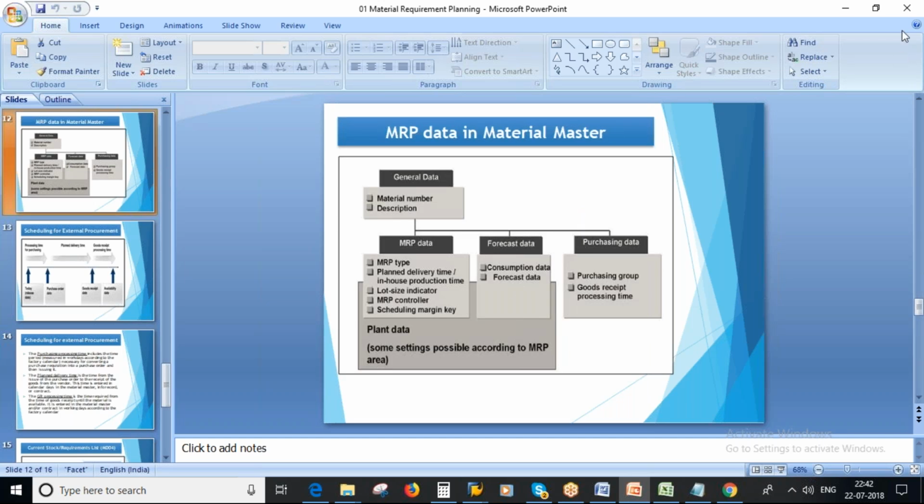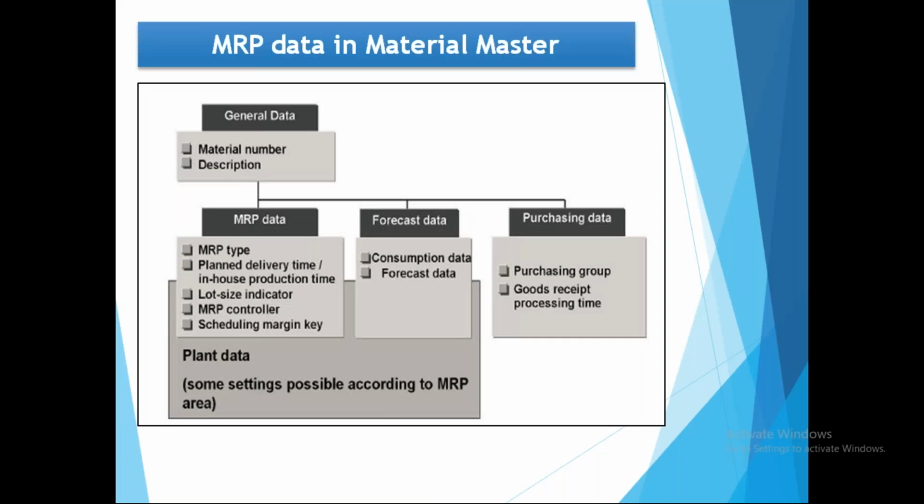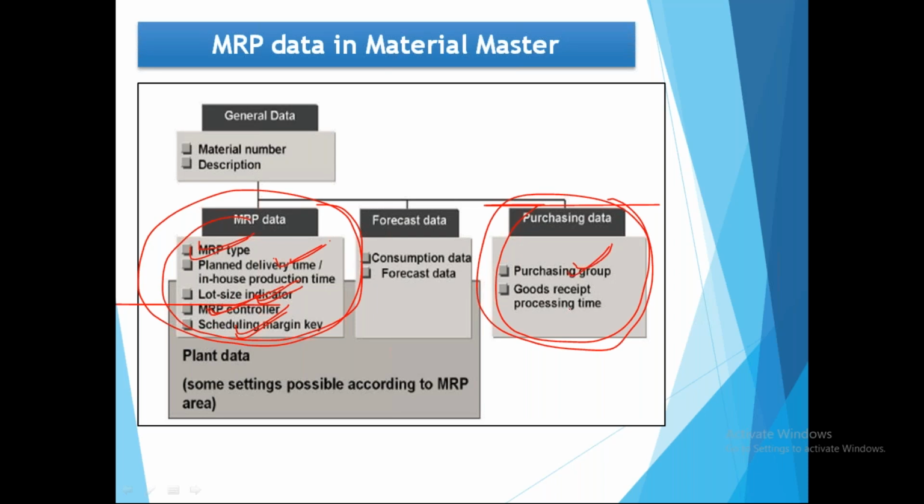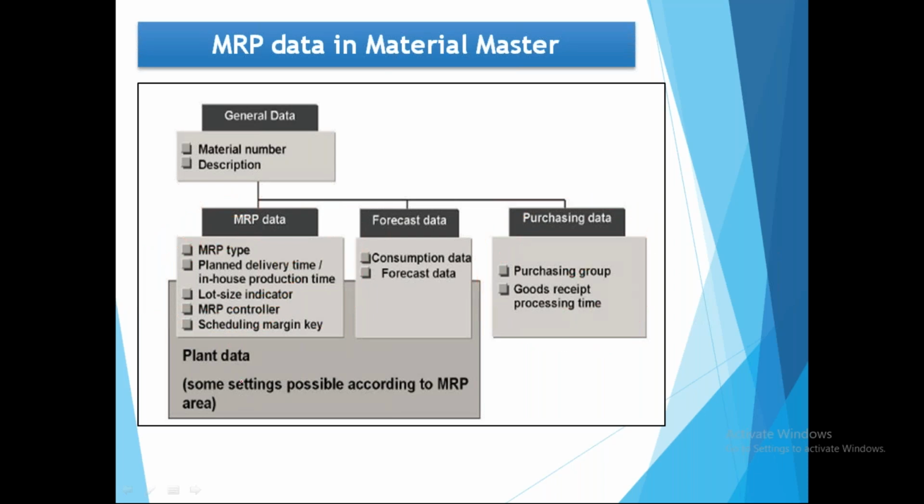So now we need to understand what data you have to maintain in the material master to run MRP. To run MRP for a particular material, you need to maintain some data in the MRP views like MRP type, planned delivery time, lot size indicator, MRP controller, scheduling margin key. All this information you have to maintain. And even in our purchasing data tab, you have to maintain purchasing group and goods receipt processing time.